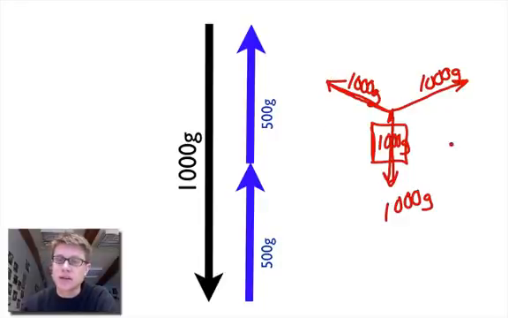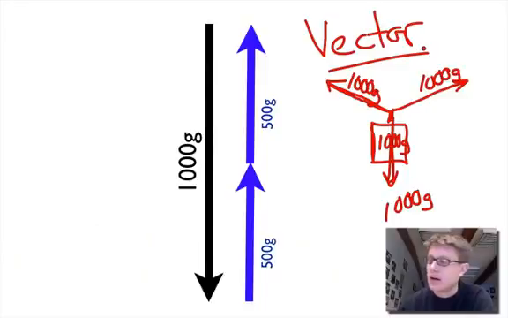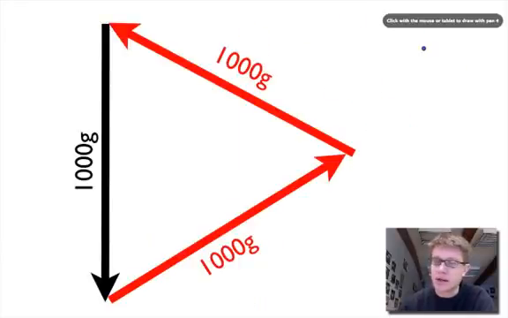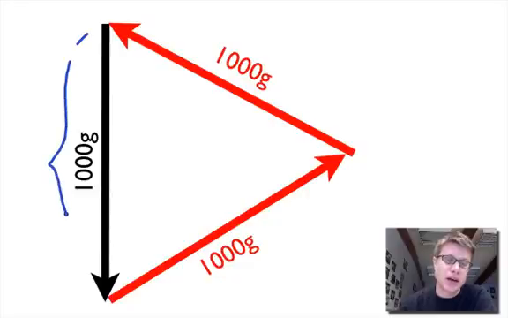And so you can start to see how these forces are going to balance out, but only if we look at it from the vector perspective. Let me show you what that would actually look like. So if we put these tails up, this would be that force down of 1,000 grams.